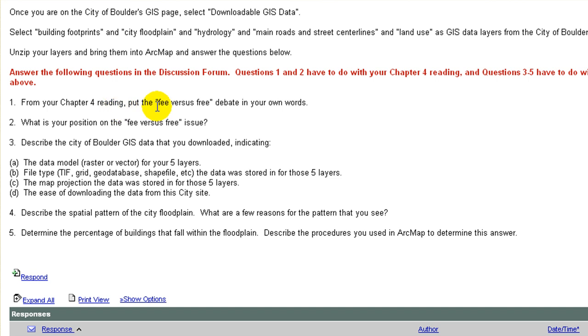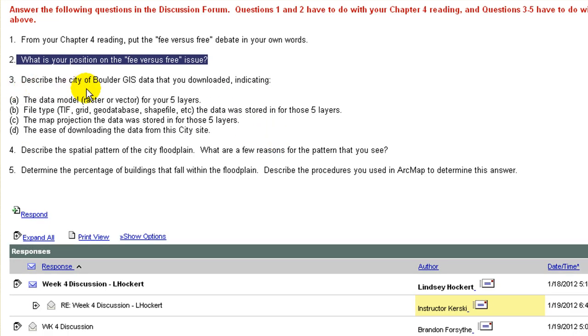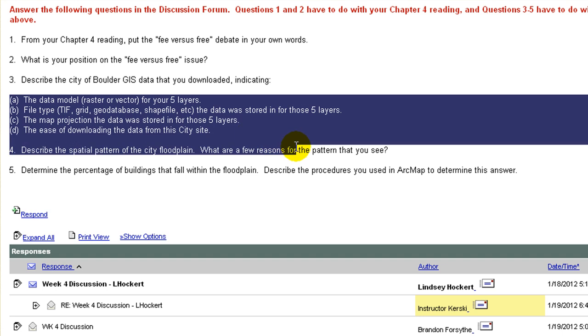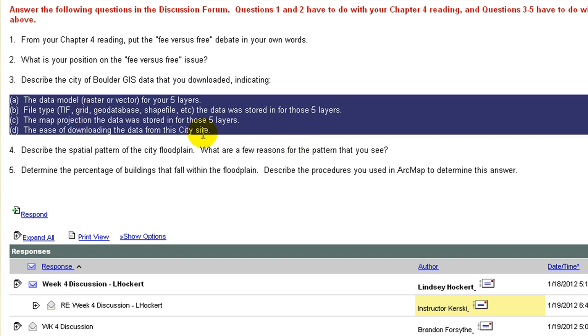From your Chapter 4 reading, put the fee versus free debate into your own words. What is your position on the fee versus free issue? Describe the City of Boulder GIS data that you downloaded, indicating the data model, raster or vector for your 5 layers, the file type the data was stored in, the map projection, the ease of downloading.